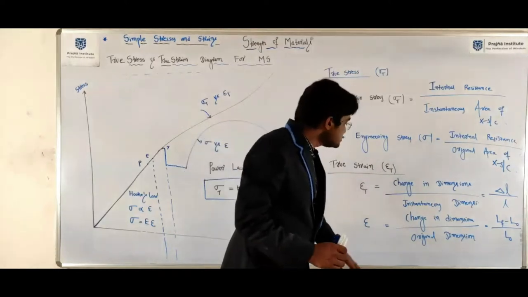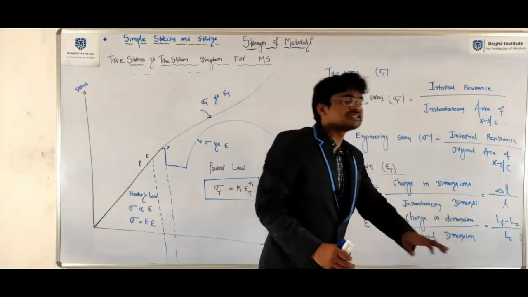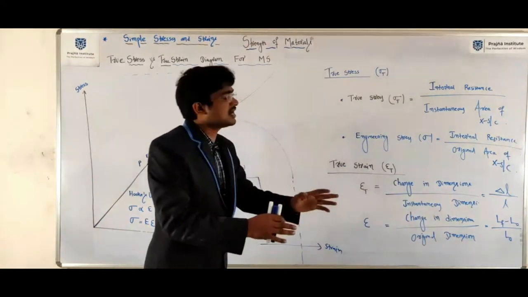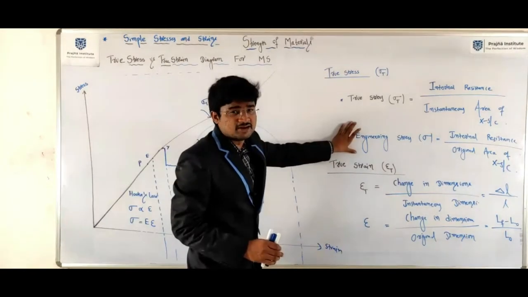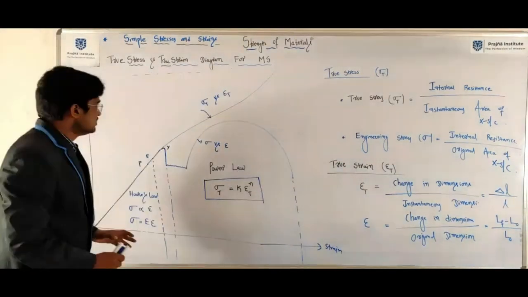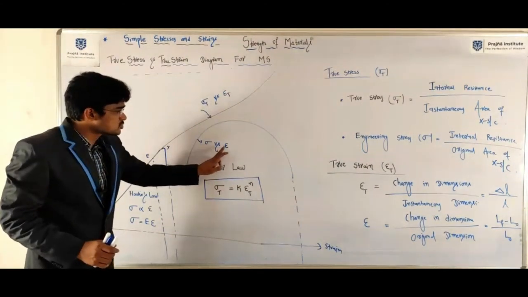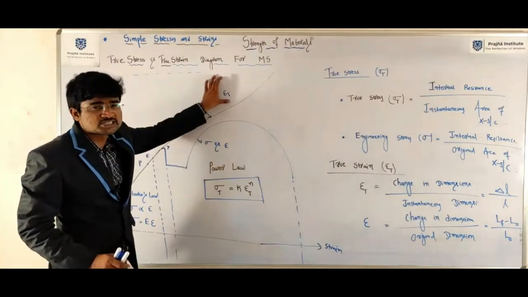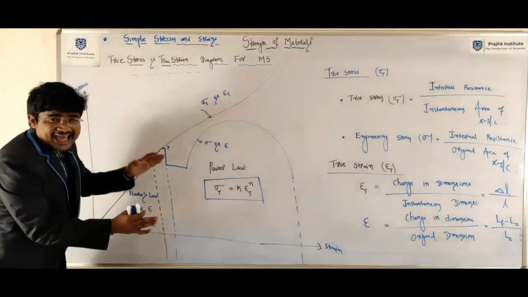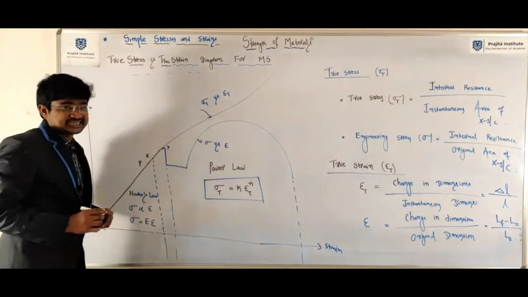Now engineering strain is change in dimensions by original dimension. This is the difference between true values and engineering values. But once you observe both the graphs, the engineering stress versus engineering strain diagram and the true stress versus true strain diagram, both diagrams will coincide within the elastic region.